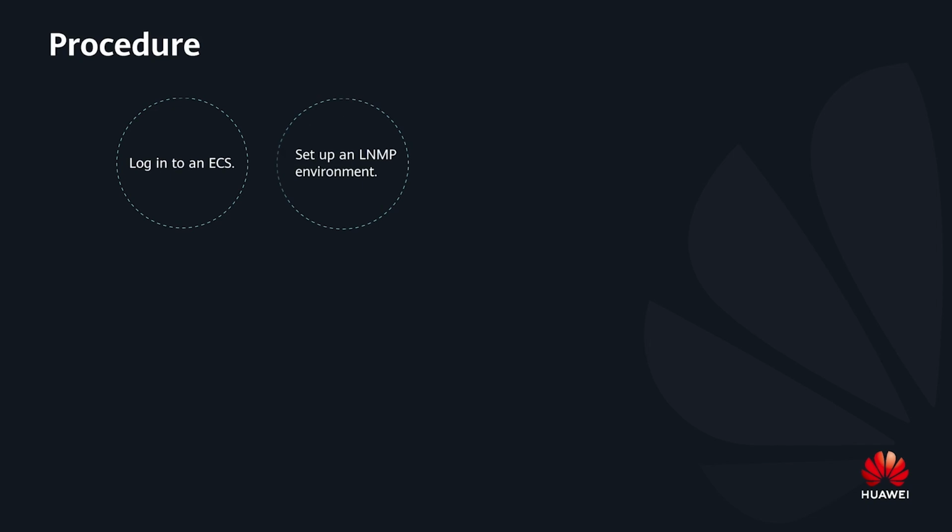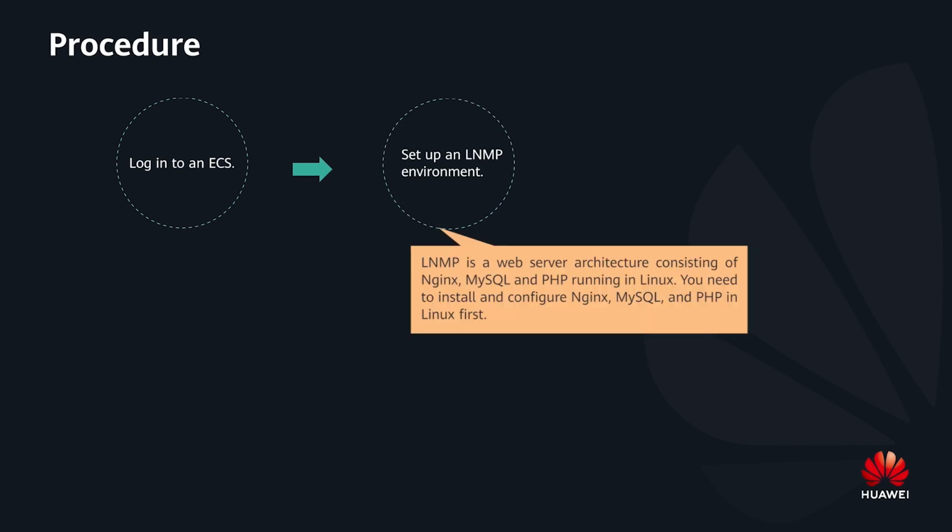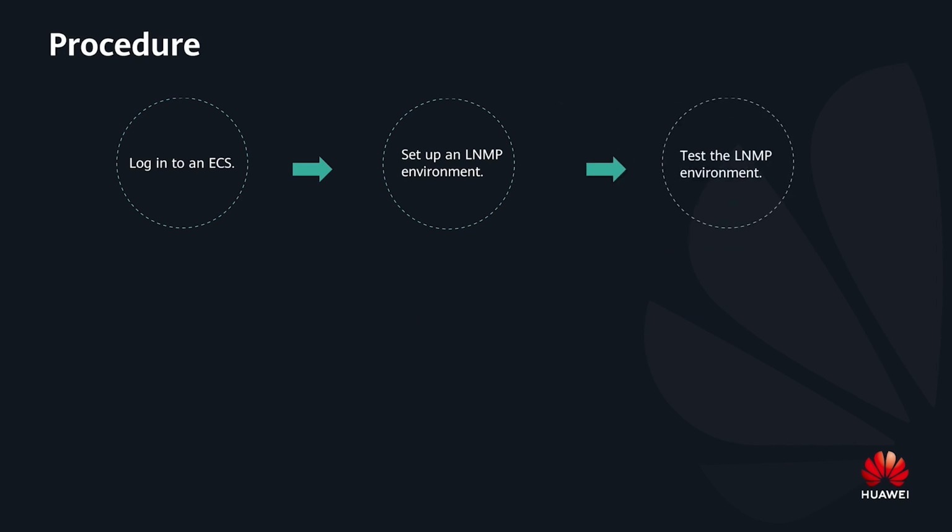There are 5 steps in total. Step 1. Log into an ECS. Step 2. Set up an LNMP environment. LNMP is a web server architecture consisting of Nginx, MySQL, and PHP running in Linux. You need to install and configure Nginx, MySQL, and PHP in Linux first.